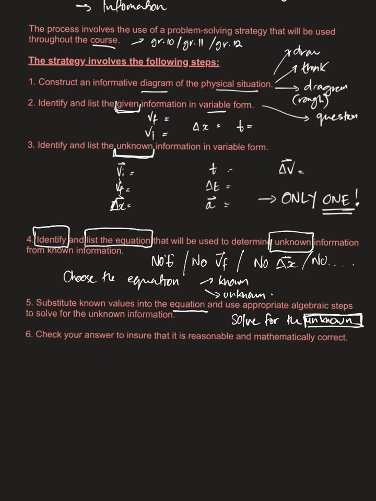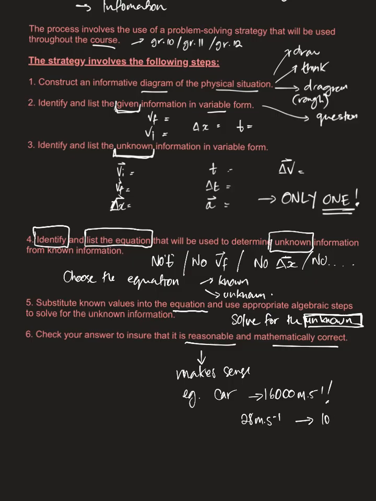The last thing says check your answers and ensure that the answer is reasonable and mathematically correct. Reasonable means it makes sense. For example, I would never have a car traveling at 16,000 meters per second. That is just not possible. Because realistically speaking, if I had 28 meters per second, then I'm looking at about 100 kilometers per hour. Right? Around that idea. So be realistic.